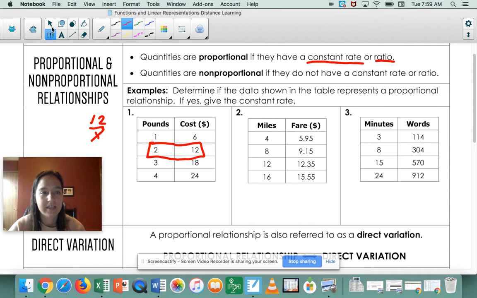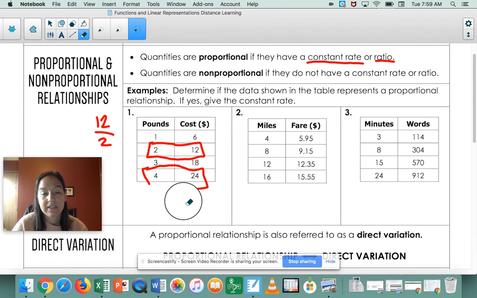I got a little excited there. 12 over 2. Sorry. Let me see if I can find my eraser. There we go. Just erase the whole thing. 12 over 2. Okay. So great. That's one of them. Let's pick another point because we need to figure out if it's consistent, if it's constant, if that line went awry. If it continues to be a constant rate.